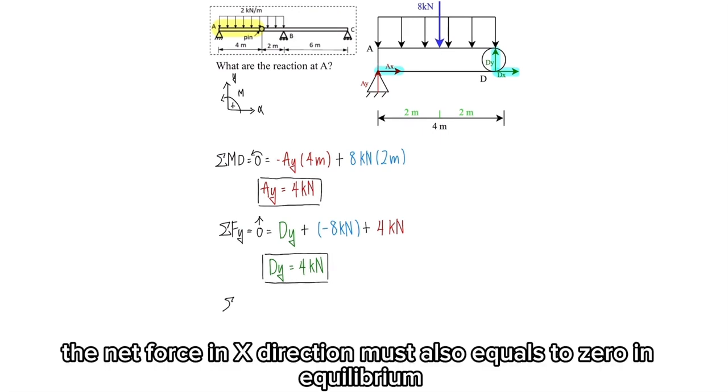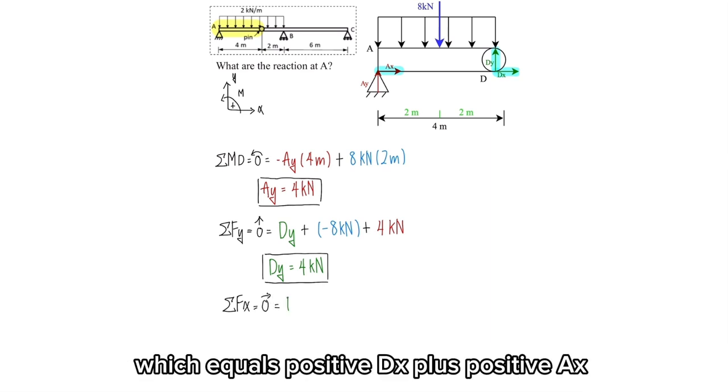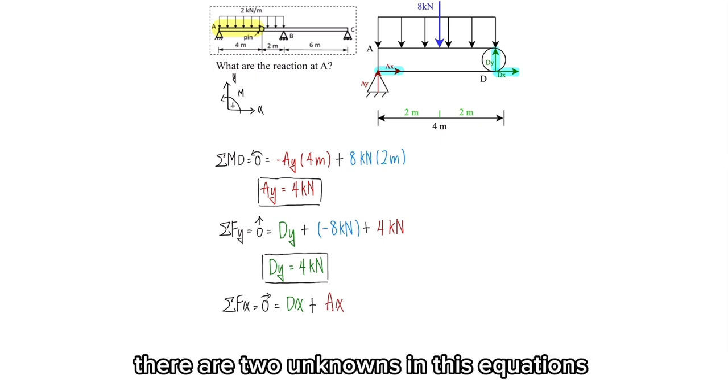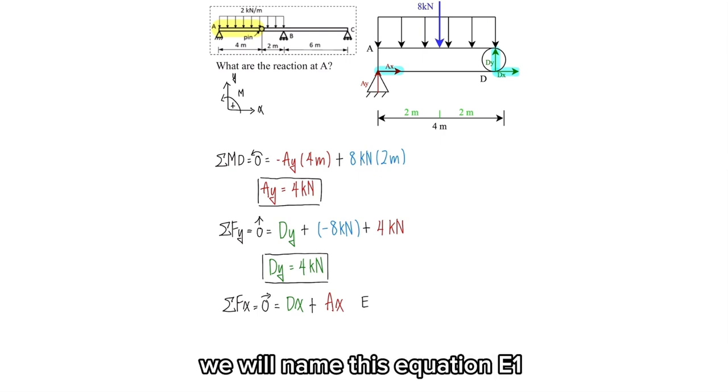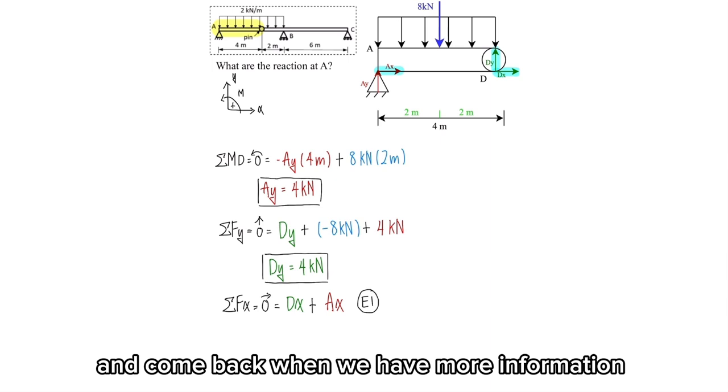The net force in x direction must also equal 0 in equilibrium, which equals positive DX plus positive AX. There are 2 unknowns in this equation, meaning we don't have enough information to solve for DX and AX. We will name this equation E1 and come back when we have more information.